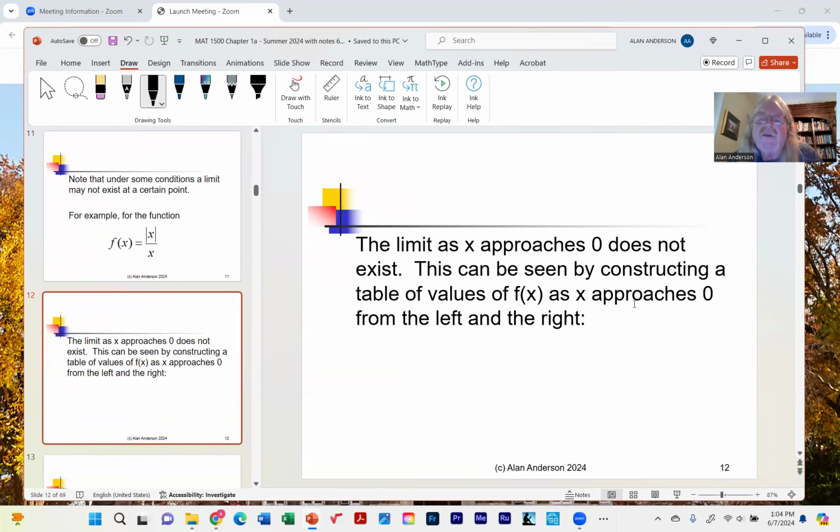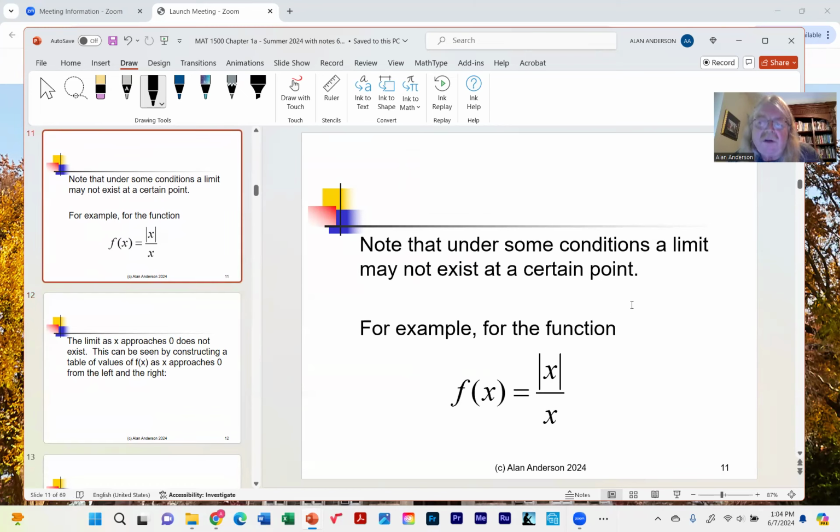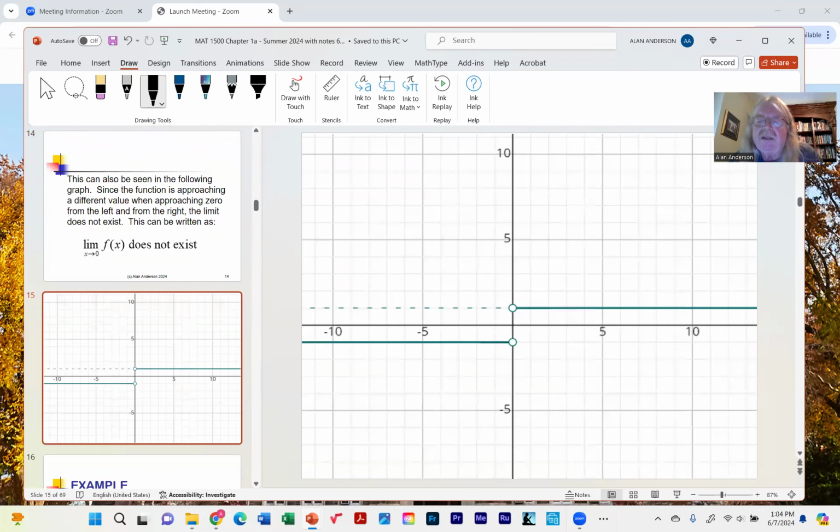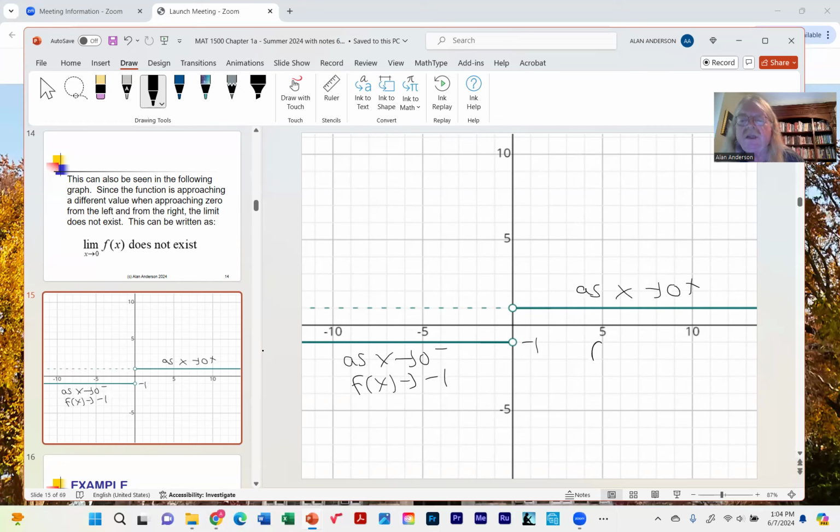Now, when you see the graph, you'll see right away why there's no limit. As x approaches 0, look what happens. Here it is. You can see as x approaches 0 from the left, the function is approaching -1. But up here, as x approaches 0 from the right, the function is approaching +1. This is +1 here.